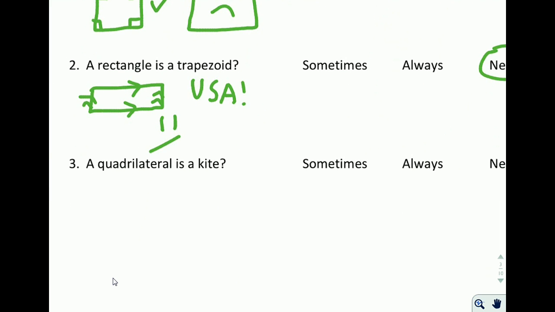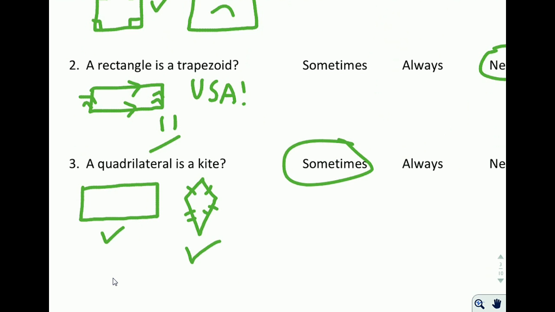Last one, a quadrilateral is a kite. Well, I can draw myself a quadrilateral that is not a kite. So I got my never case checked off. I can draw a 4-sided shape, a quadrilateral, that is a kite. So I've got my positive case checked off, which means the answer has to be sometimes.